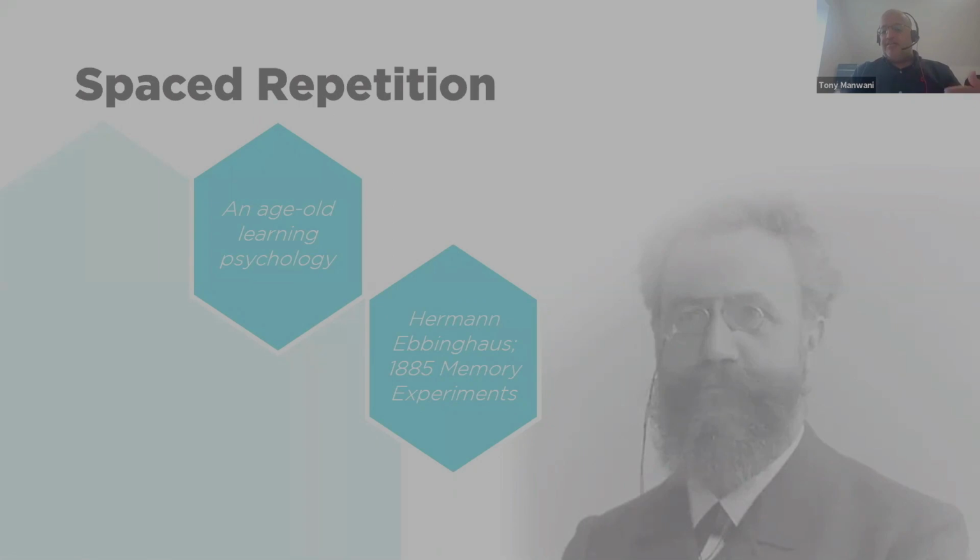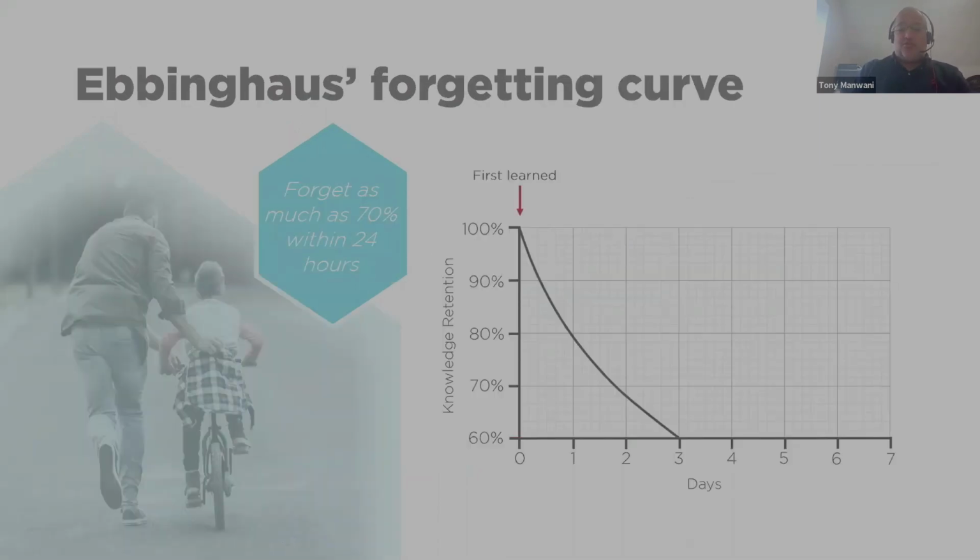So he set himself a task of trying to memorize meaningless syllables and testing himself periodically to see how many he remembered. So he set himself all these challenges to see what he could remember. And the result was this Ebbinghaus forgetting curve. He discovered that his memory decayed very quickly at first. And there have been a lot of modern studies that have replicated these experiments since.